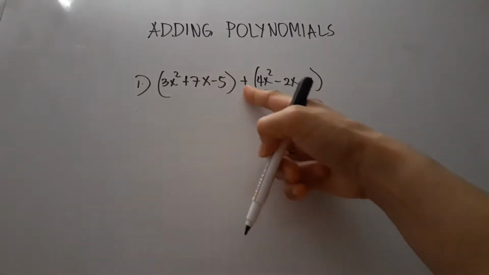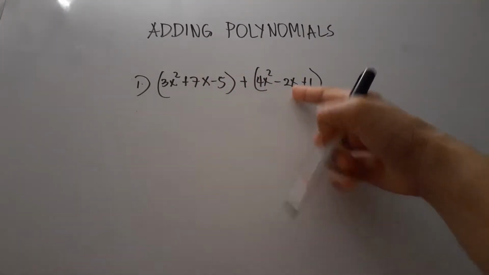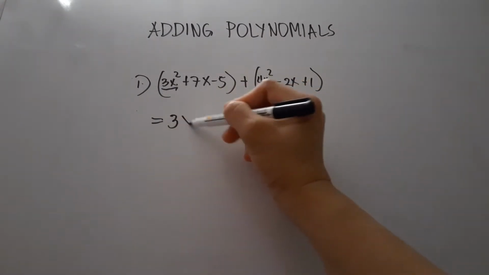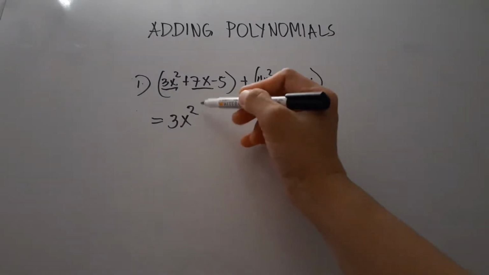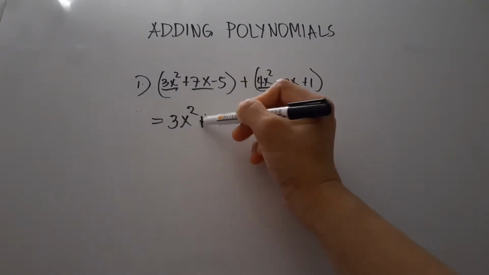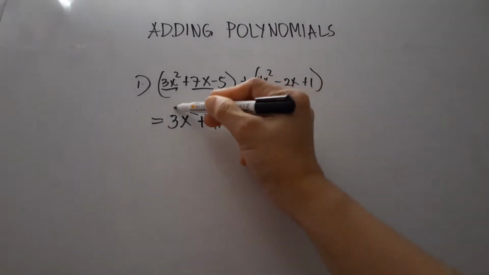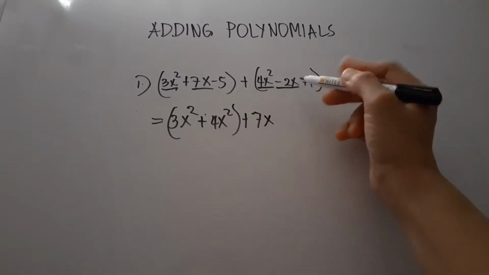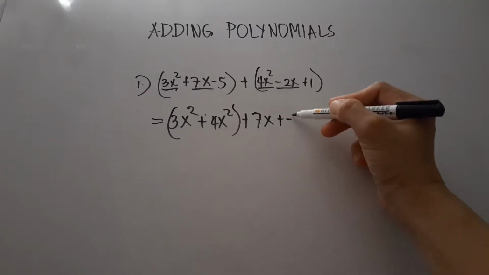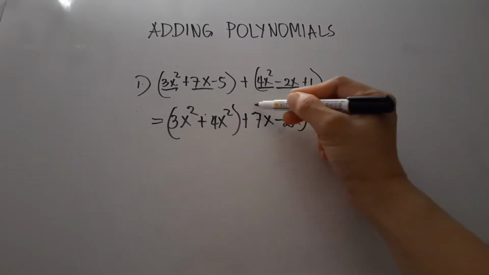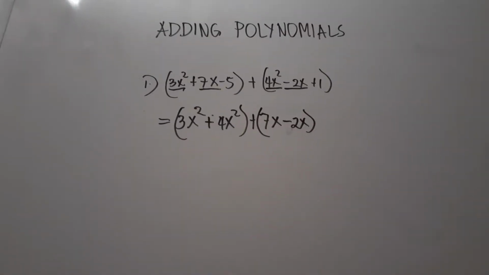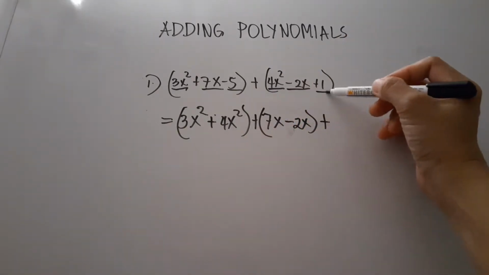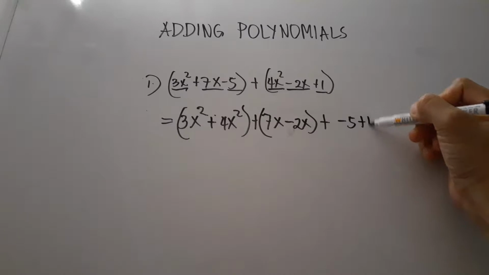negative 5 plus the quantity of 4x squared negative 2x positive 1, we can collect like terms. With 3x squared and 4x squared, we can add these because they are the same like terms, so positive 4x squared plus 7x, where we can collect like terms, which is negative 2x, then plus negative 5, which is the constant, and positive 1.